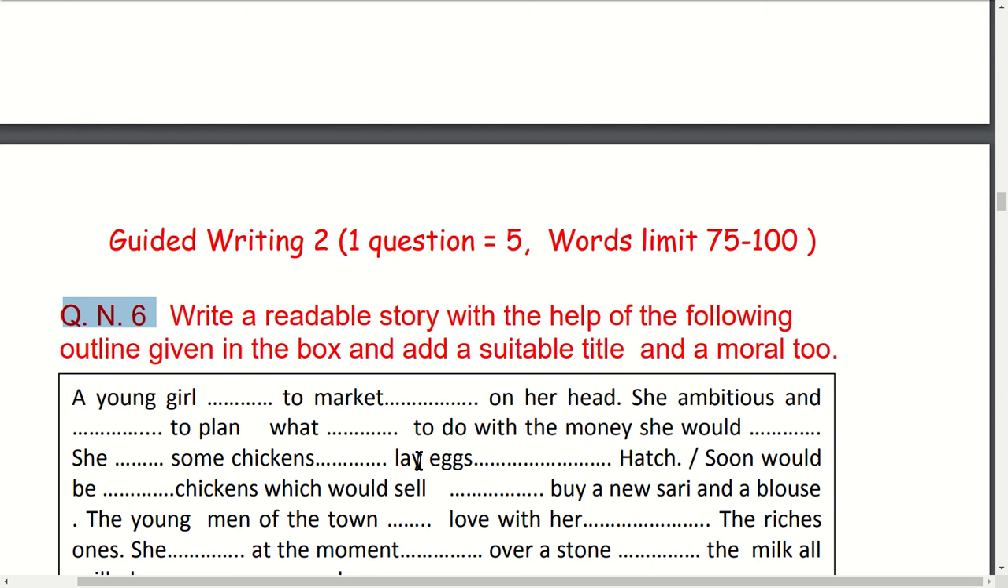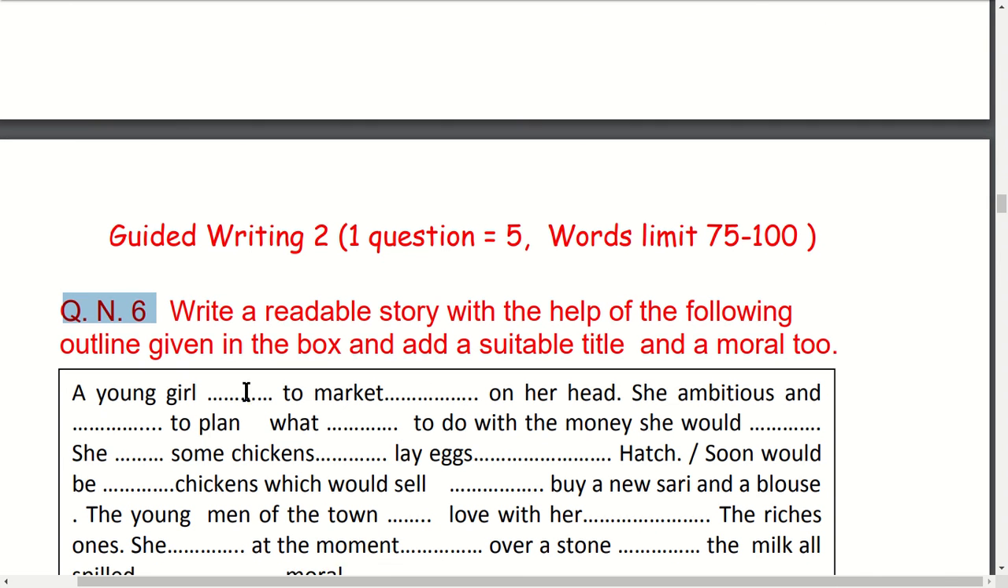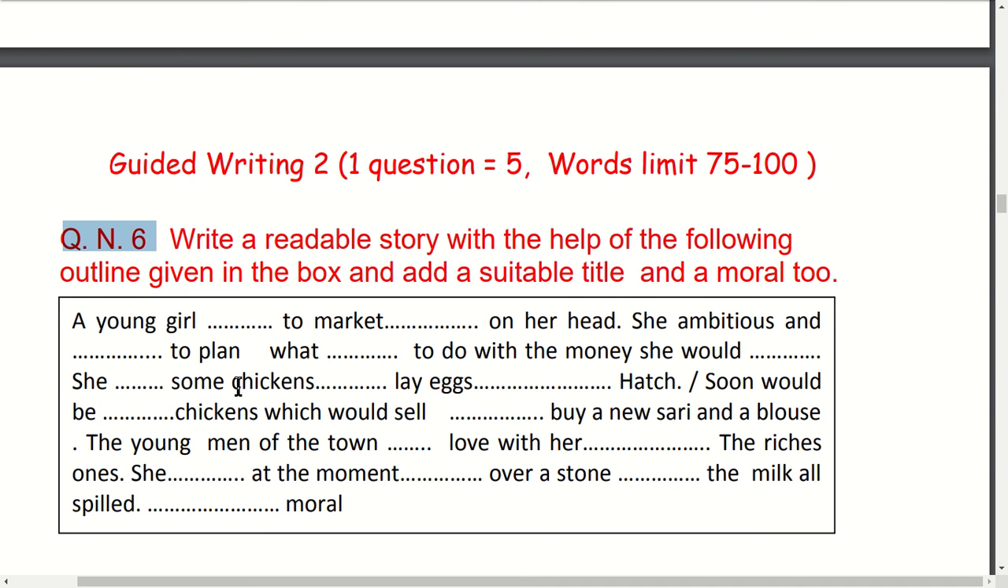I have given you an outline of the story. Write a readable story with the help of the following outline given in the box, and add a suitable title and a moral too. Okay, you should also add a suitable title, and you should also add a moral too. These things are writing a story with the help of the following outline.